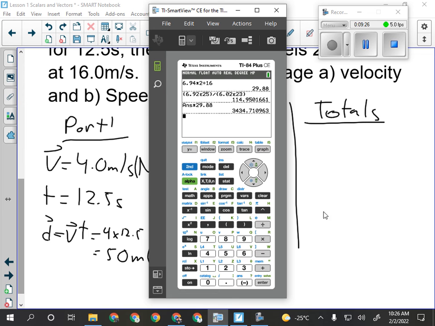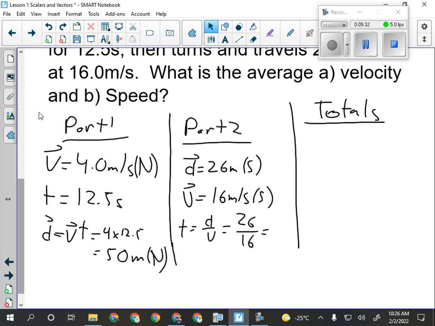Okay, so we're going to have 26 divided by 16. So that part only takes 1.625 seconds. Okay, so I have the time for both parts, and now I have the displacement for both parts. So can I figure out what the total displacement and total time are?